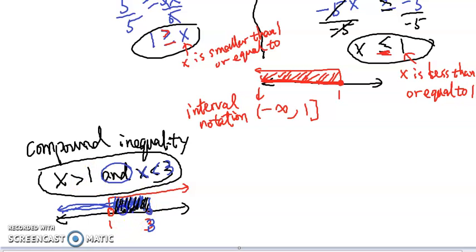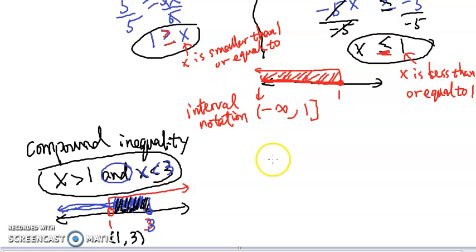So that's the graph. And if you want to use the interval notation to describe it, the left end is 1, the right end is 3, and because we want to exclude 1 and 3, which means x cannot be equal to 1 or 3, we use parentheses. So that's the graph and interval notation.